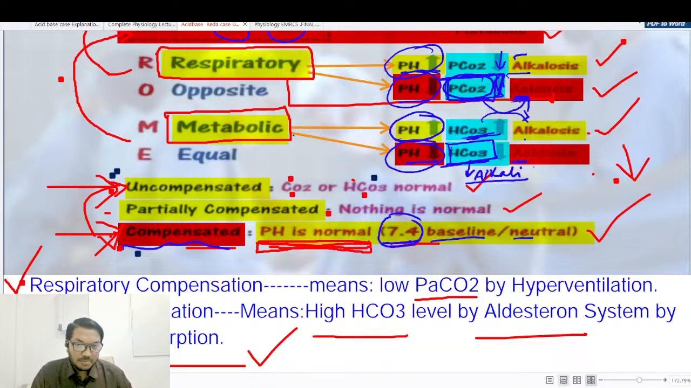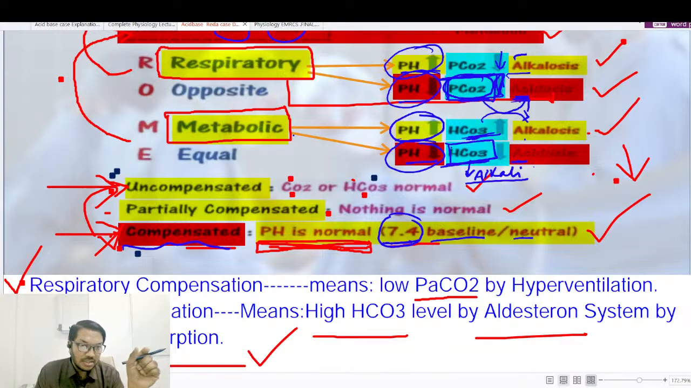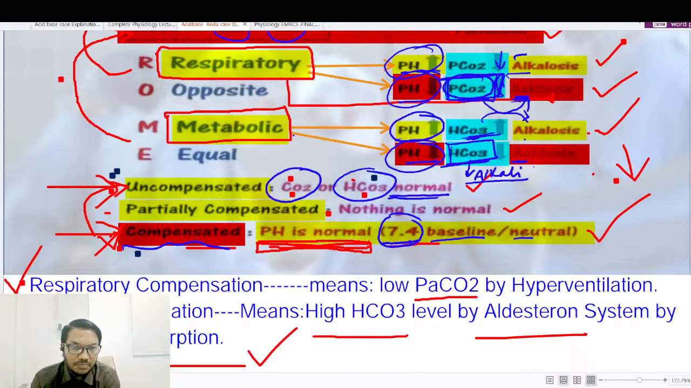If nothing is normal, it is partially compensated. And if carbon dioxide and bicarbonate are normal, but pH is abnormal, pH is still not within the limit, then it is uncompensated. Uncompensated means partial pressure of carbon dioxide and bicarbonate level are normal, but pH is not normal.